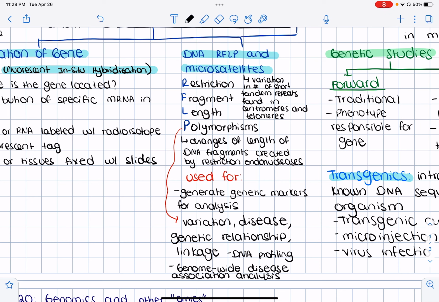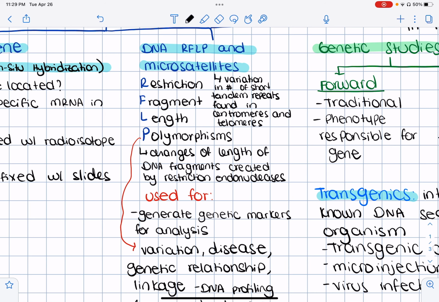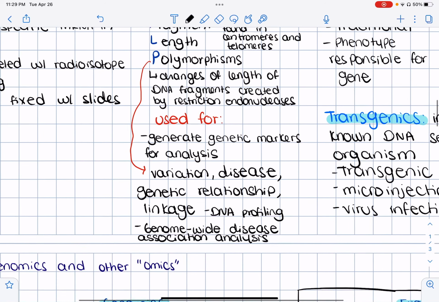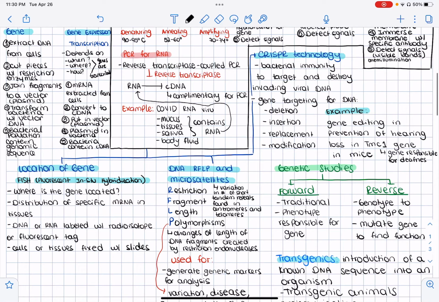Two other things that we can study from DNA are the RFLP and the microsatellites. RFLP is restriction fragment length polymorphisms, or changes of length of DNA fragments that were created by the restriction endonucleases, and the microsatellites are variation in the number of short tandem repeats found in centromeres and telomeres. And the study of this is used to generate genetic markers to analyze variation, disease, genetic relationship, linkage, DNA profiling, and genome-wide disease analysis.